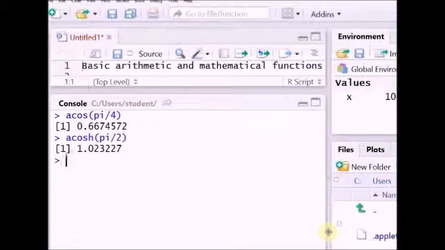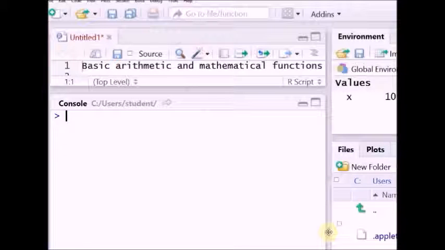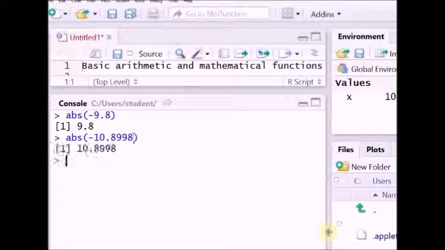Now, for the absolute value of x, that is, ignoring the minus sign, we use the abs function. So abs of minus 9.8 is simply 9.8, and abs of 10.8998 is 10.8998, so it will ignore the sign.